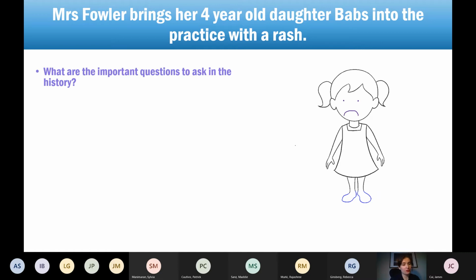Yeah, good. So when did it start? I think that is always a good question. Did it start today? Did it start 4 months ago? That might give you an indication of severity as well. So yeah, is it itchy, which is good.